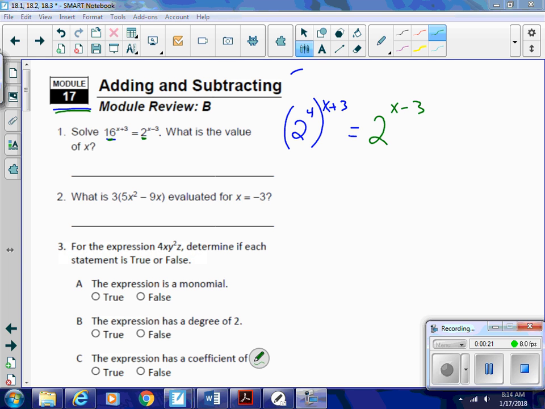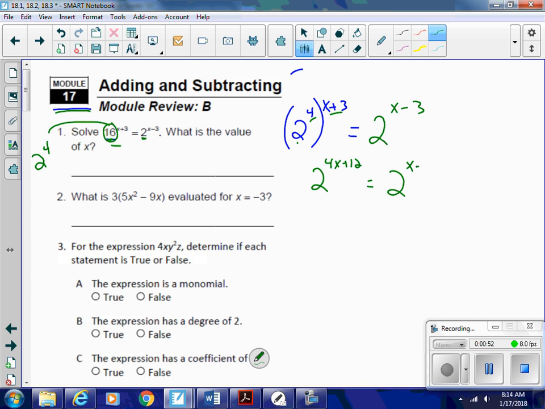So I'm going to rewrite 16 as 2 to the 4th power because that's the same as 16. So in this first equation, I replaced 16 with 2 to the 4th power, and I still take that quantity and raise it to the x plus 3. Well, recall when we have a power raised to a power, that's when we multiply. So it becomes 2 to the 4x plus 12 equals 2 to the x minus 3.